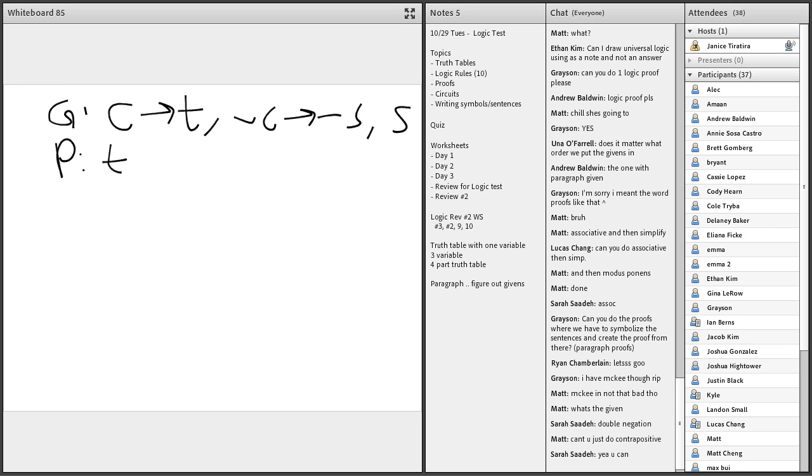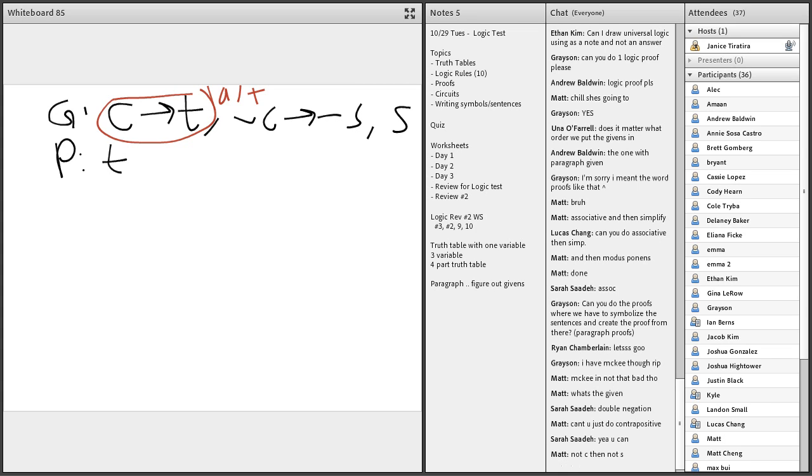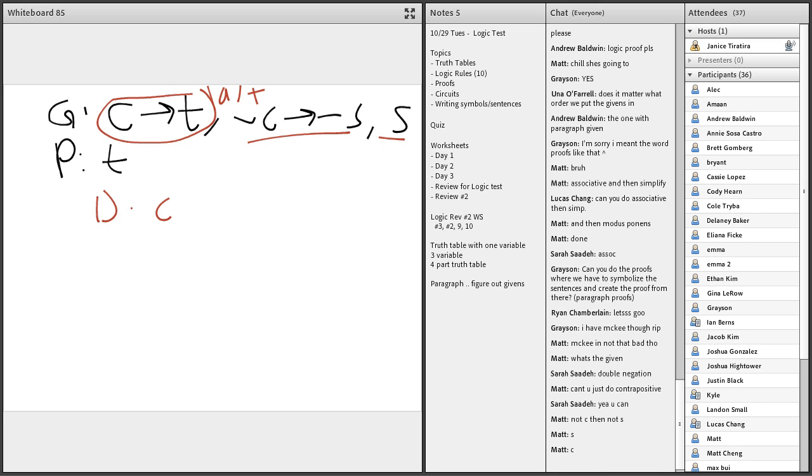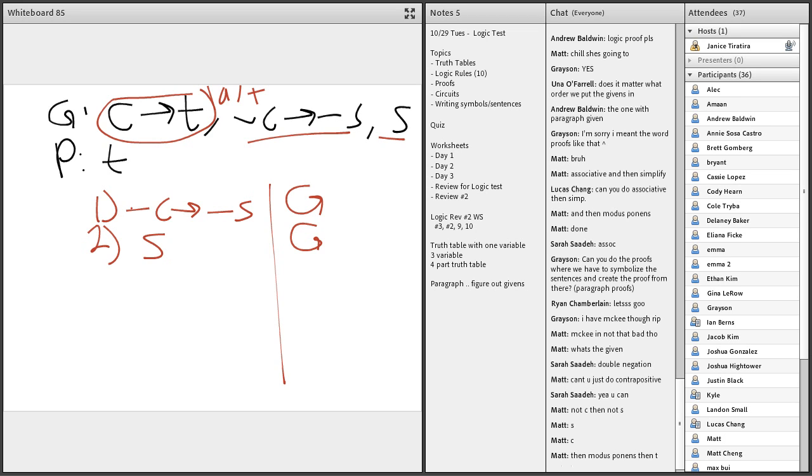So hopefully, by this point, you know which given to use last. This is to use last because it has the letter T, so you want to try to save it for later. And then these two you probably want to use together. So step 1, we are going to use not C implies not S. And then we're going to have to use the other given, even though it's not correctly formatted, we'll reformat that.